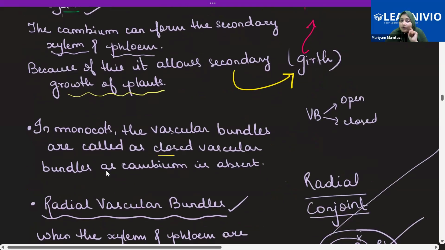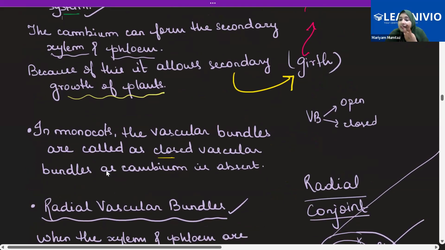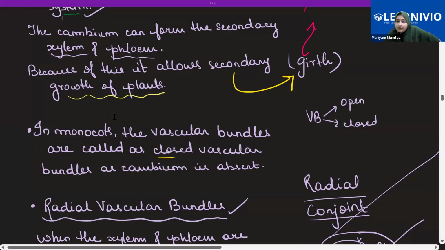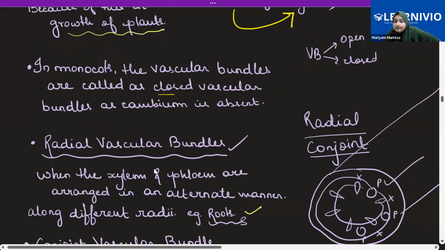Ma'am, what does the cambium do? It is responsible for the growth of plants in terms of thickness, secondary growth, meaning the tree trunk formation and all of those things are made because of cambium division. Okay, thank you. In the monocots, the vascular bundles are called closed because cambium is absent.